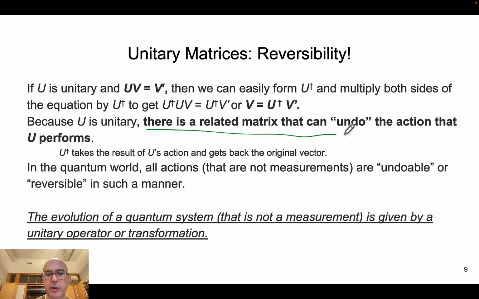Each quantum operation that we do must be invertible. And because each unitary matrix is also invertible, these unitary matrices express reversible operations. So this is one of the postulates of the quantum computing world, that all the actions that are not measurements are undoable. So the evolution of a quantum system that is not a measurement is given by a unitary operator or transformation.